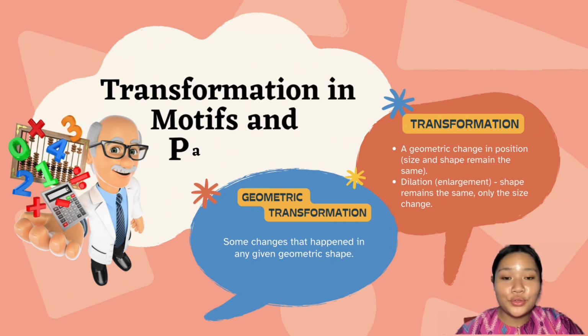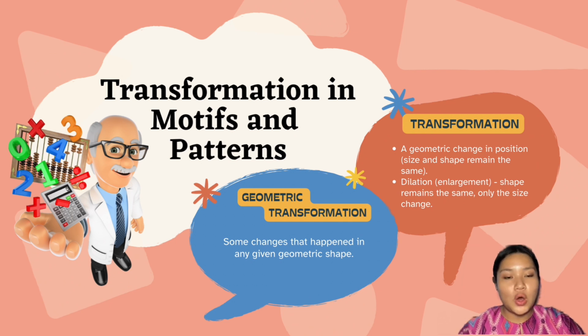Now, we will move to transformation in motifs and patterns. For geometric transformation, there will be some changes that happen in any given geometric shape. A transformation is a geometric change in position, while size and shape remain the same, except for dilation, which we can say is enlargement or resizing, where the shape remains the same but only the size changes.